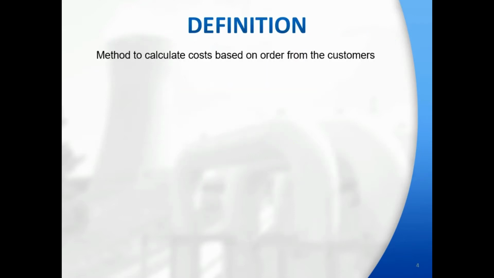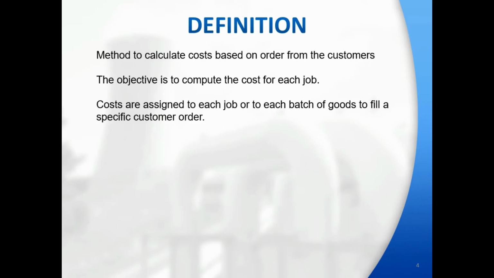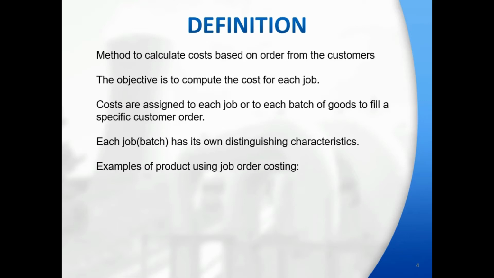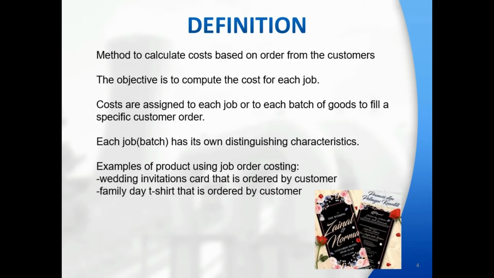Definition: job order costing is a method to calculate cost based on orders from the customer. The objective is to compute the cost for each job. Costs are assigned to each job or to each batch of goods to fill a specific customer order. Each job has its own distinct characteristics. Examples of products using job order costing are wedding invitation cards that are ordered by customers and family day t-shirts that are ordered by customers.